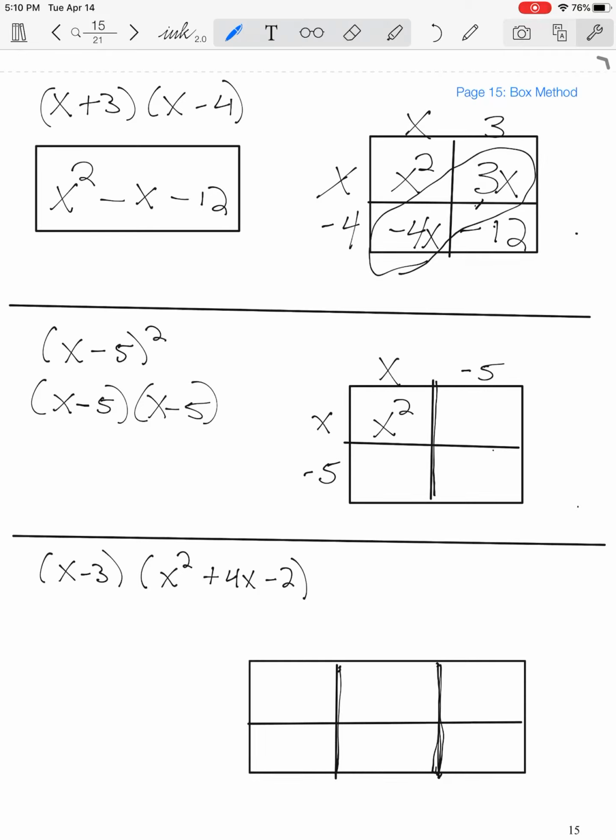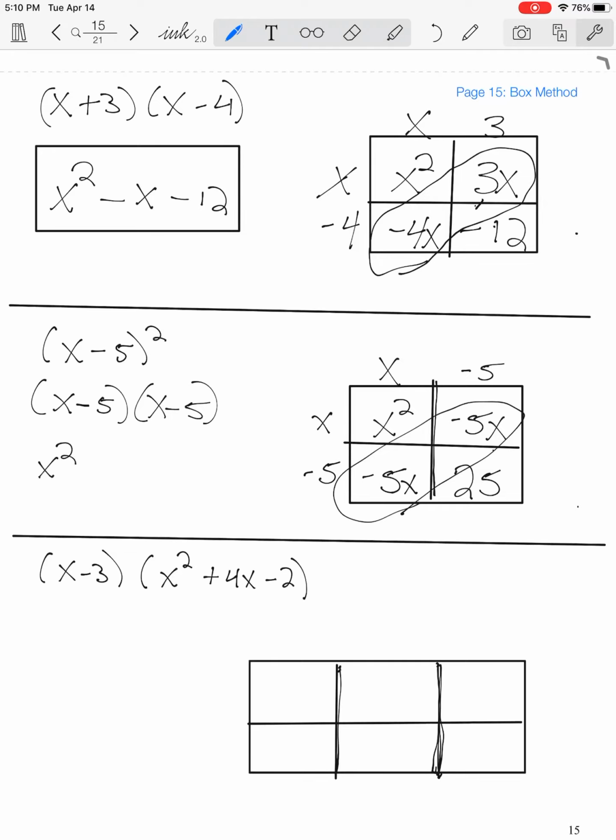Well, x times x is x squared. X times negative 5, negative 5x. Negative 5 times x, again, negative 5x. Negative 5 times negative 5 gives me positive 25. Once I'm done, I multiplied to get in the box. I'm going to combine my like terms. I'm going to play tic-tac-toe. They'll always be the same.